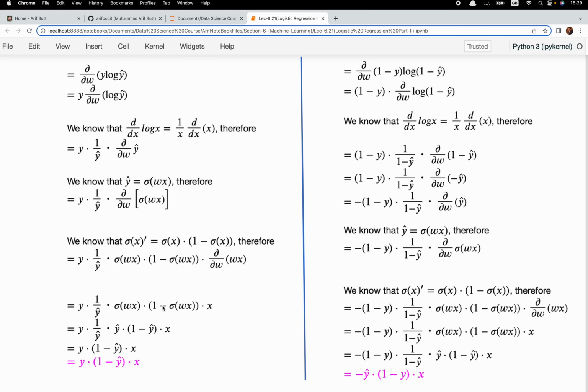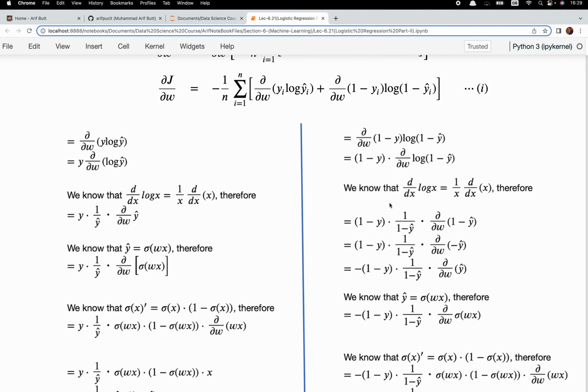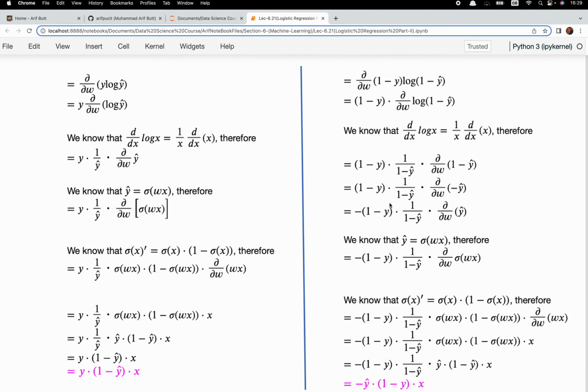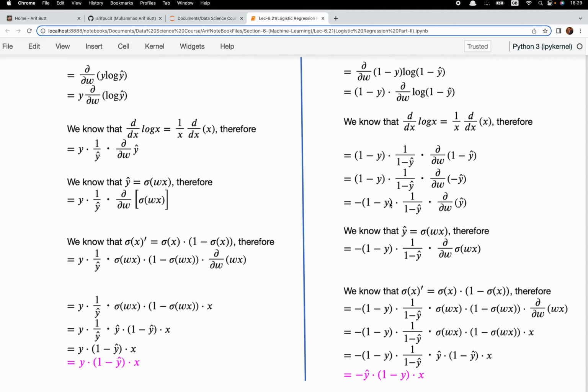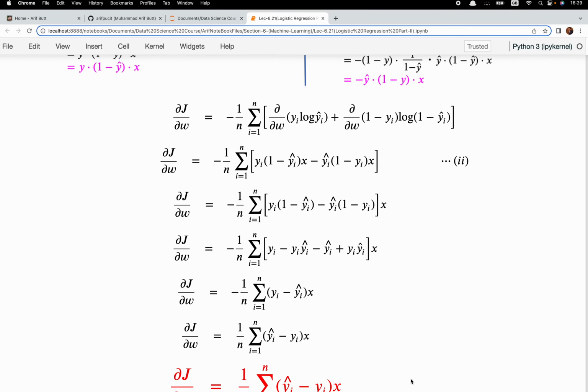My dear friends, in a similar fashion, you can differentiate the second term of the log loss function, which I have done on the right side. And with all these comments, I think you will be able to understand this. And finally, this derivation will come up to minus y hat dot 1 minus y dot x. Let me just move ahead and plug these values of these two derivatives, shown in magenta color, into the log loss function.